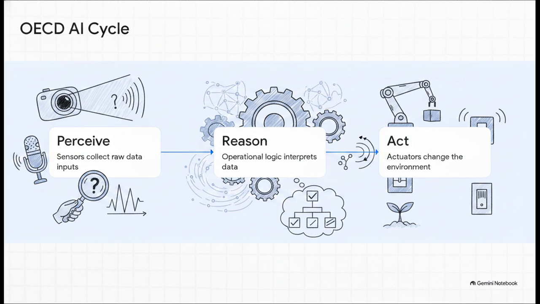First up is perceive. This is where sensors collect raw data inputs from the environment. Second is reason. This is the operational logic that interprets all that data to meet a specific objective, and it eventually provides an output, like a recommendation or a prediction. And third is act. This is where actuators actually change the environment based on that output. Now, while sensors and actuators can be machines or people, the real power, and the part we need to watch most closely, lives right there in step 2, the operational logic.